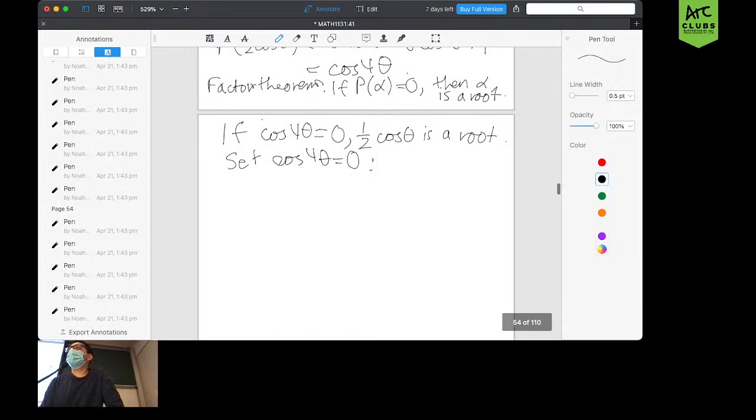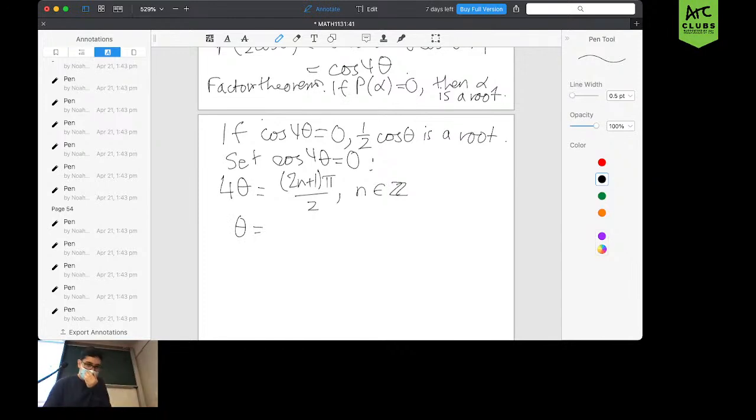Well, cos theta is equal to 0 when we have the input being an odd multiple of pi on 2. So this means that 4 theta is equal to (2n plus 1) times pi on 2 for some integer n, because we can just write an odd number as 2n plus 1, where n is an integer. And then isolating theta, we have theta is equal to (2n plus 1) times pi on 8. Cool, so we found theta.